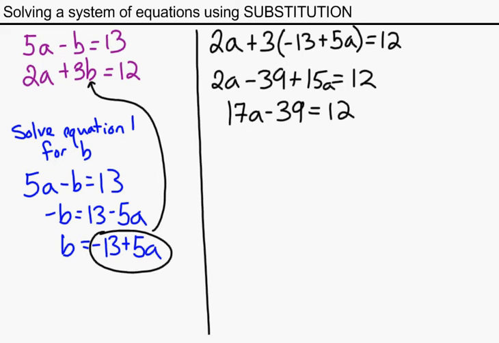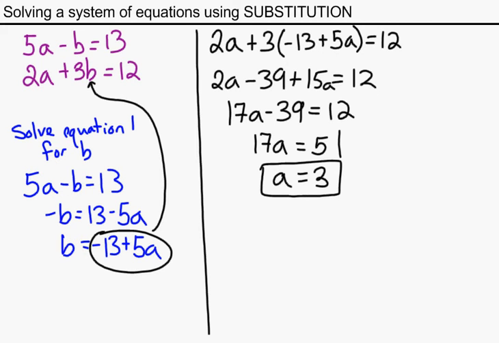A simple linear equation, which I solve in 2 steps. I add the 39 and then divide by the 17 and find that a equals 3. So I have half of my answer already. I found the a value.